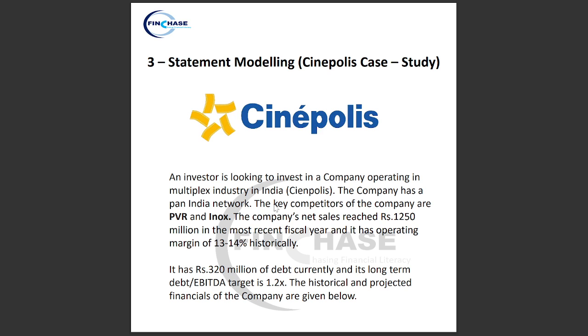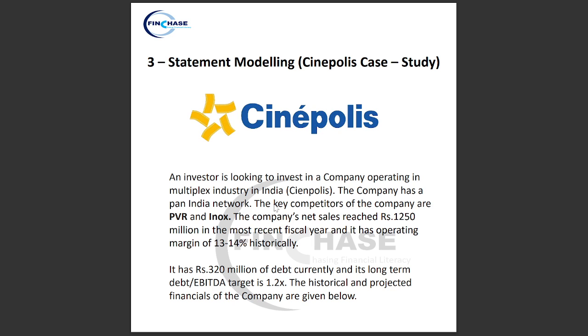Okay, इस paragraph से we came to know there is an investor who want to invest into multiplex, a company who is operating in multiplex industry जिसका नाम Cinepolis है. Got it? The second point that we got to know is the key competitor for Cinepolis is PVR and Inox. Okay. The third thing that we noticed is the last year revenue for the company is 1,250 million. Okay. And the fourth thing that we got to know is operating margin. On an average, it remains around 13 to 14%.